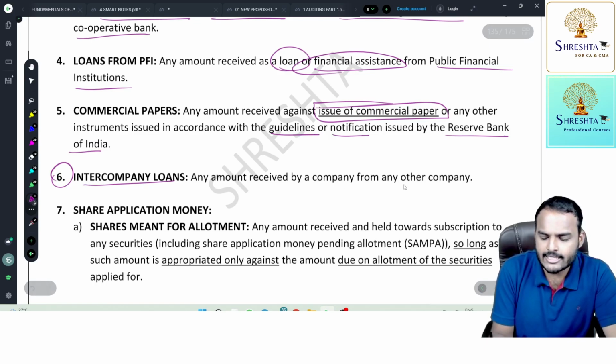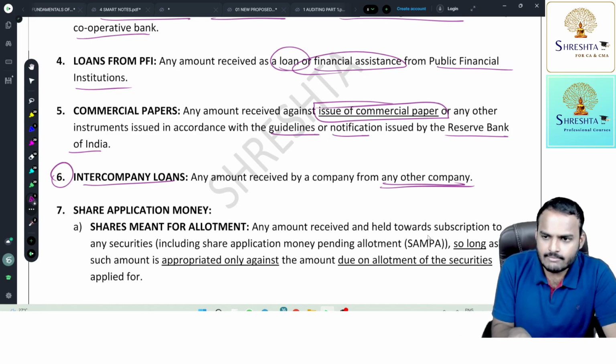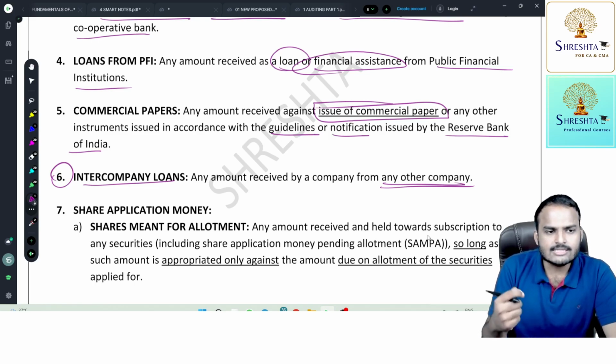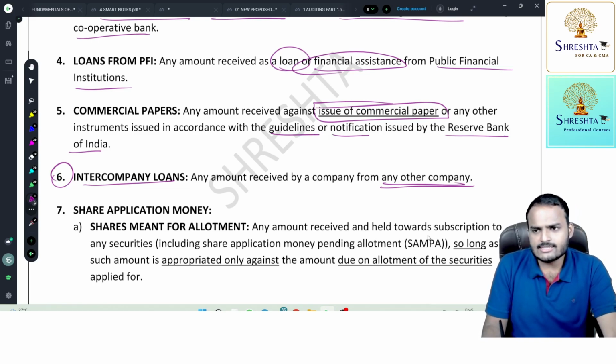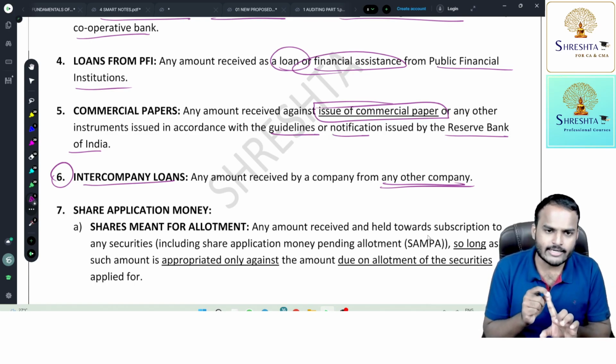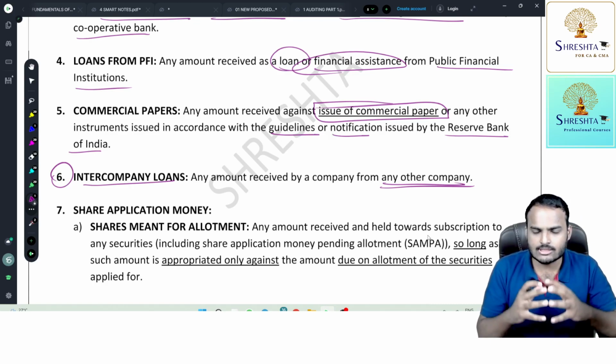Intercompany loans. Any amount received by a company from any other company. Suppose, Reliance Industries, Adani Group, you can observe. Adani Ports is getting finance from Adani Housing Company, Adani Power or Adani Finance. Very simple: there is a company Adani Power, and it is getting finance from Adani Ports. Now, is it a deposit to Adani Power, sir? No, it is not a deposit. It is just a loan. Understood? So you can easily remember these 5 points. Parties: first one, government. Next one, foreign government, banks, public financial institutions, and then next one, companies. So these are parties.